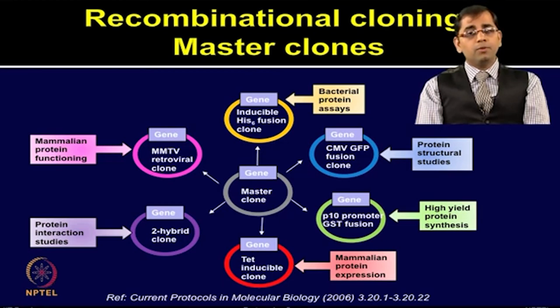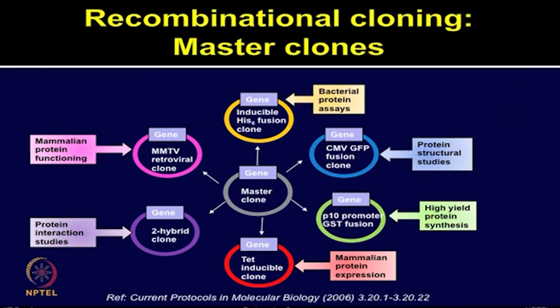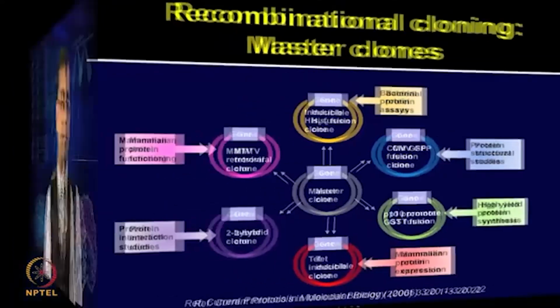So, there are various types of vectors which one can make use of. One can transfer the gene of interest from these master clones to a variety of vectors depending upon their applications. Recombinational cloning provides you the flexibility and opportunity to perform multiple experiments once these clones are available.